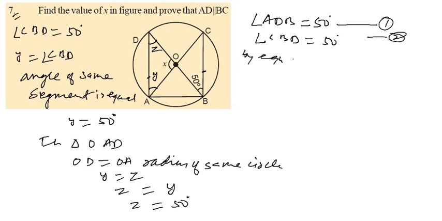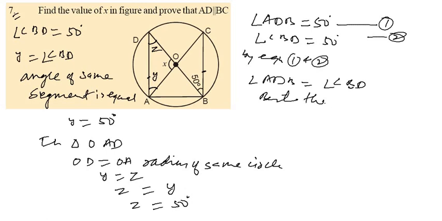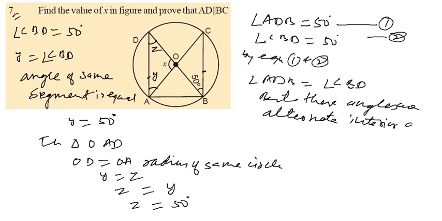By equations first and second, angle ADB is equal to angle CBD, but these angles are alternate interior angles. That's why AD is parallel to BC. Hence proved.